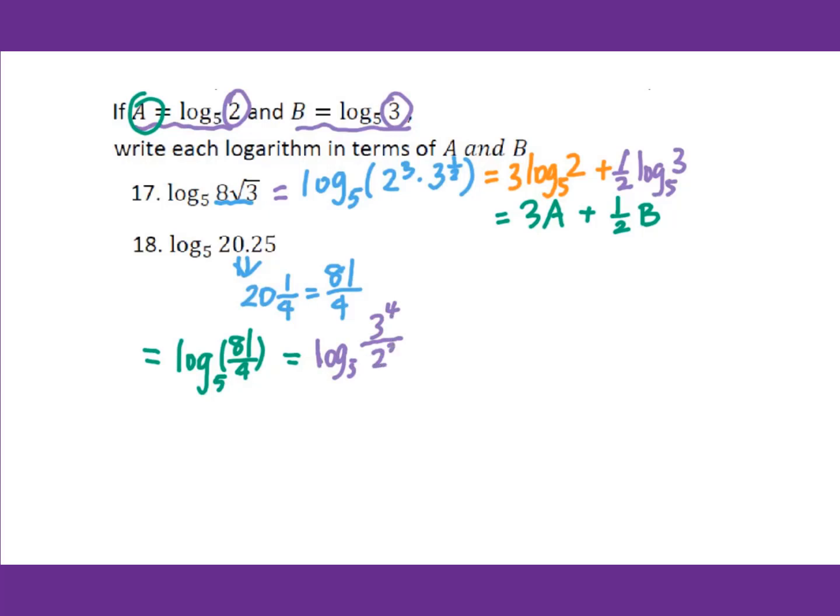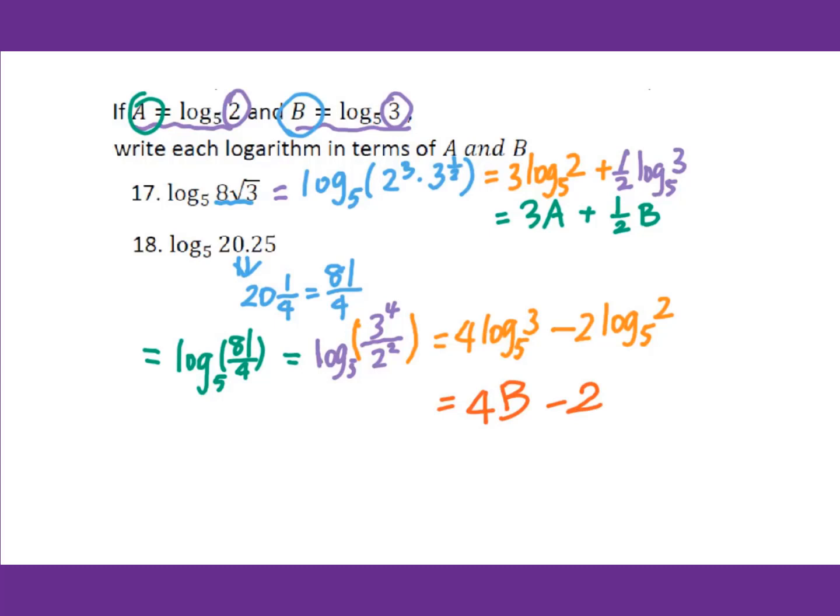4 means 2 squared. Then we expand this log. So we got 4 log base 5 of 3, subtract, because below the division line means subtraction, 2 log base 5 of 2. That equals 4 times log base 5 of 3, that's b. So we got 4b minus 2 log base 5 of 2, that's a, so 2a.